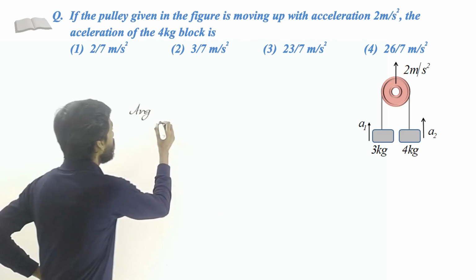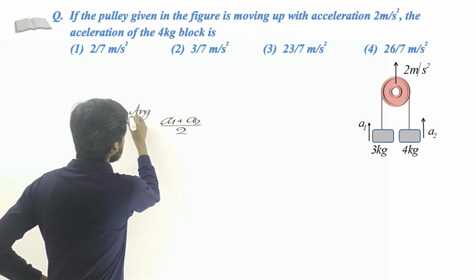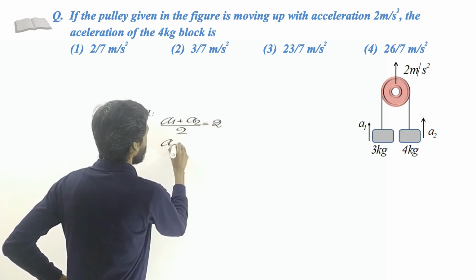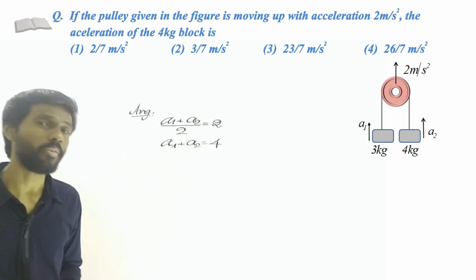Okay, so that means (A1 + A2) / 2. So that is the average, so that equals the acceleration of the pulley, which is 2. So we got some relation between these accelerations, right? Yes. So A1 + A2 is 4. Okay, now let us use the equation.